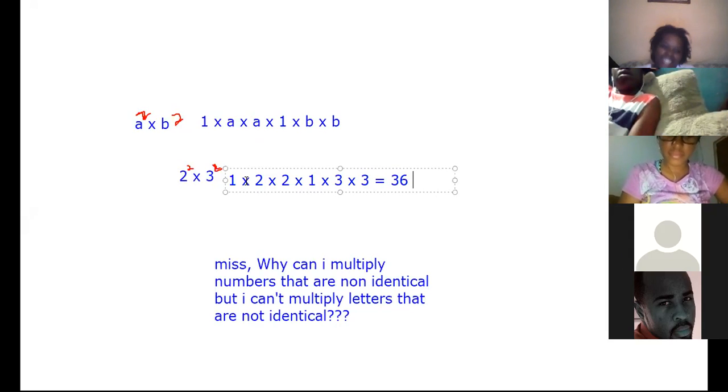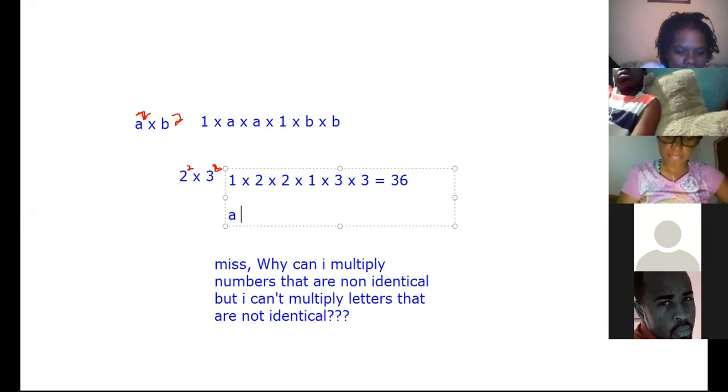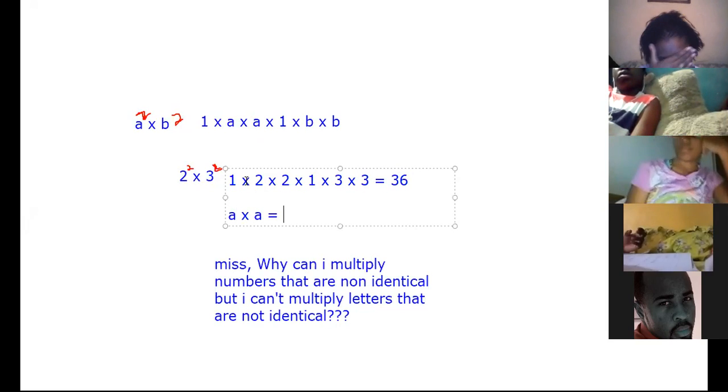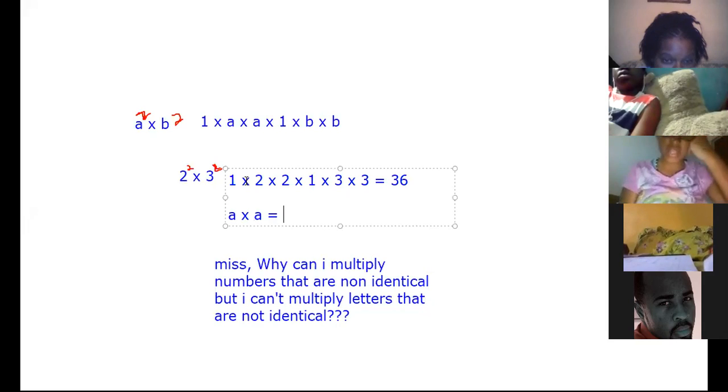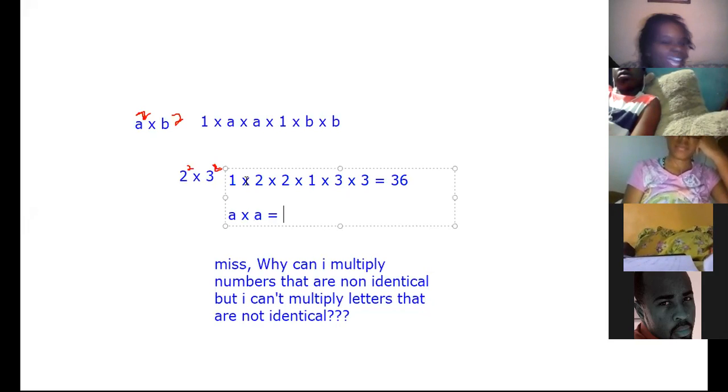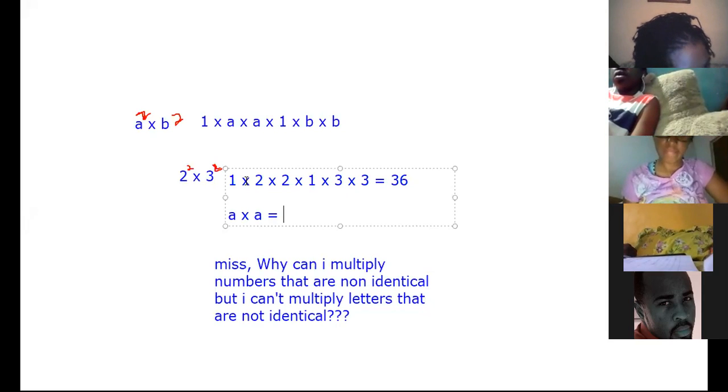Well, we can actually. Because A times A. But you can multiply 2 non-identical letters. Yeah, but why? We know we cannot, but why? That's the question. Because they're not identical. See?